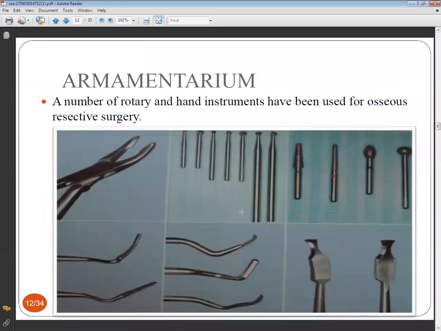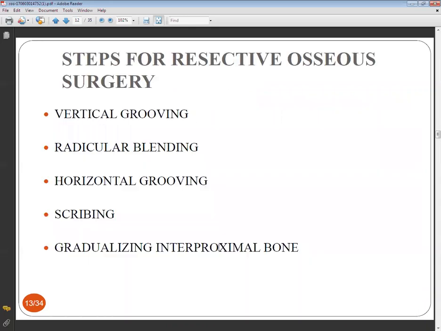So, what are the instruments you require for a resective osseous surgery? Rongeur forceps. If you are using a rotary, then you need a carbide bur. Then, to reshape, you require Sugarman and Schluger bone files and then a chisel, an ascending chisel. These are the few instruments which are required while doing a resective osseous surgery.